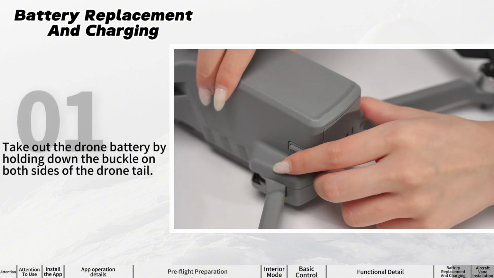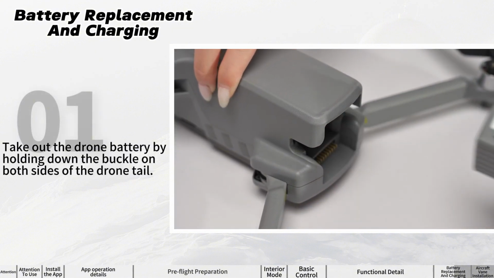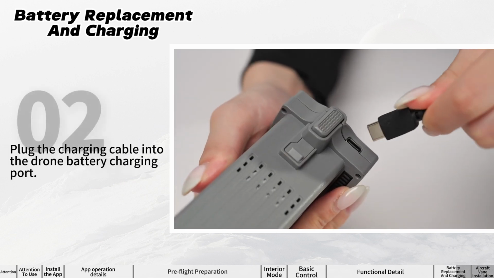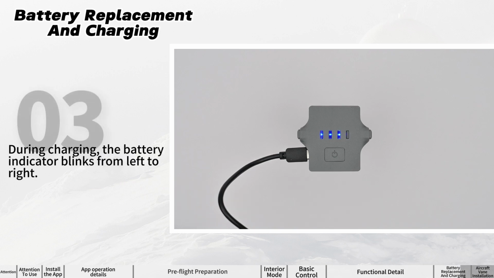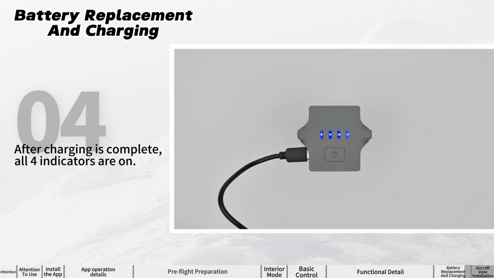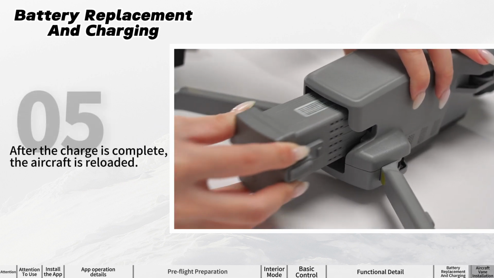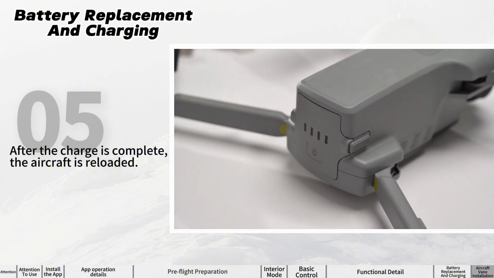Take out the drone battery by holding down the buckle on both sides of the drone tail. Plug the charging cable into the drone battery charging port. During charging, the battery indicator blinks from left to right. After charging is completed, all four indicators are on. After the charge is completed, the aircraft is reloaded.